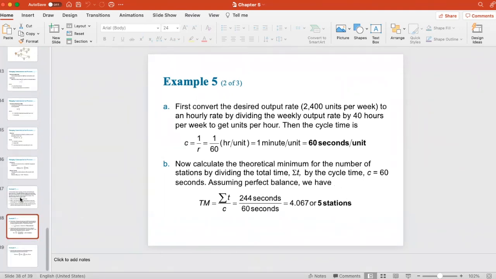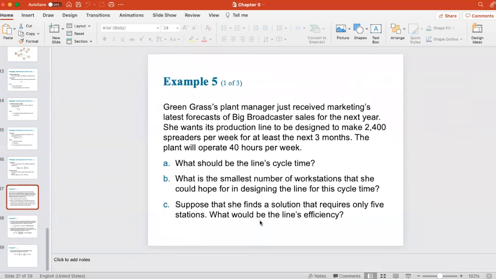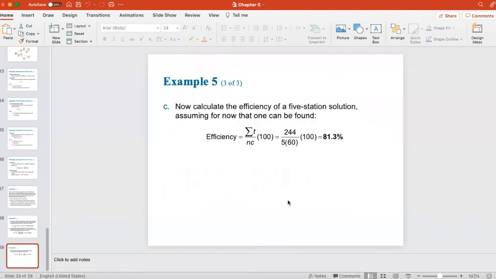Now let's move to the last part of this example. Suppose that the manager finds a solution that requires only 5 stations. What would be the line's efficiency? In order to figure out the efficiency for this whole process, it's very simple. Efficiency equals the total required time divided by NC, which is the total capacity time that we can use with this number of workstations. The total time required to produce a product or provide a service is 244 seconds in this example.